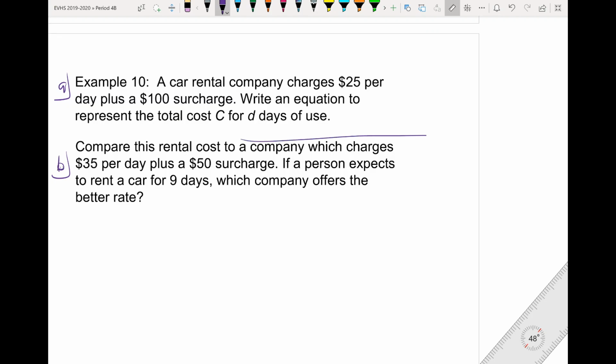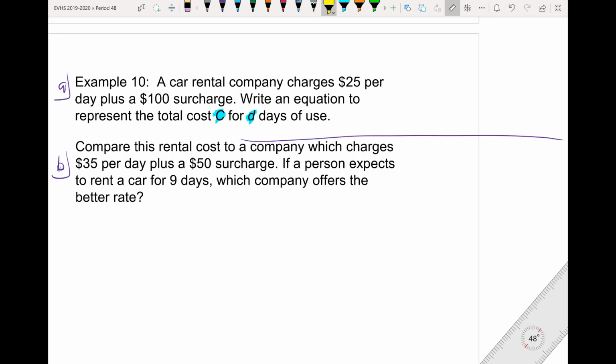Okay. So first off, let's read through. A rent-a-car company charges $25 per day plus a $100 surcharge. Write an equation to represent the total cost C for D days. Now, the first thing I want to bring up is that we're not using X and Y, we're using C and D. Now, we got to decide on slope and y-intercept for these.